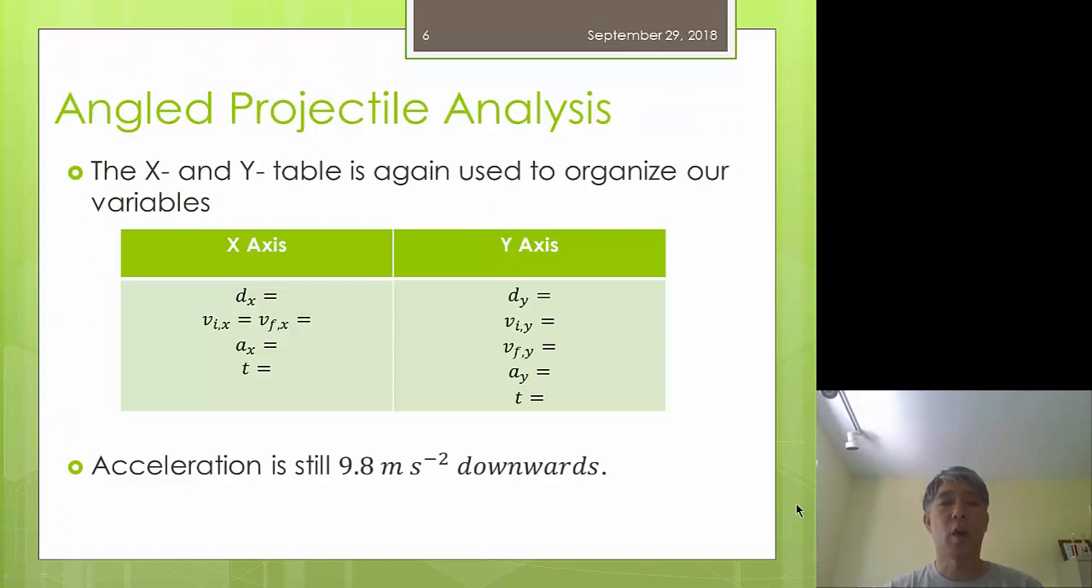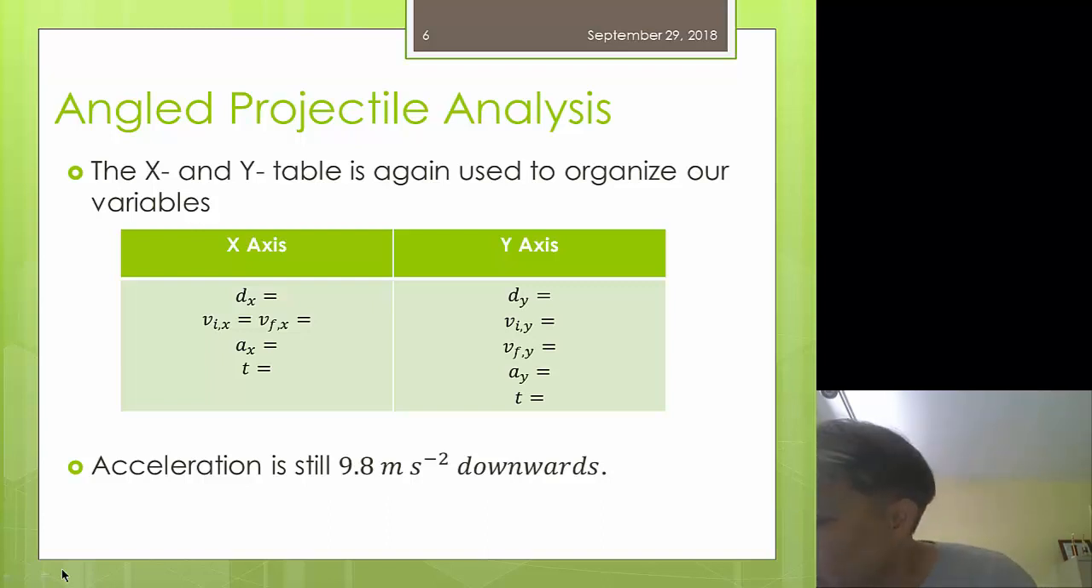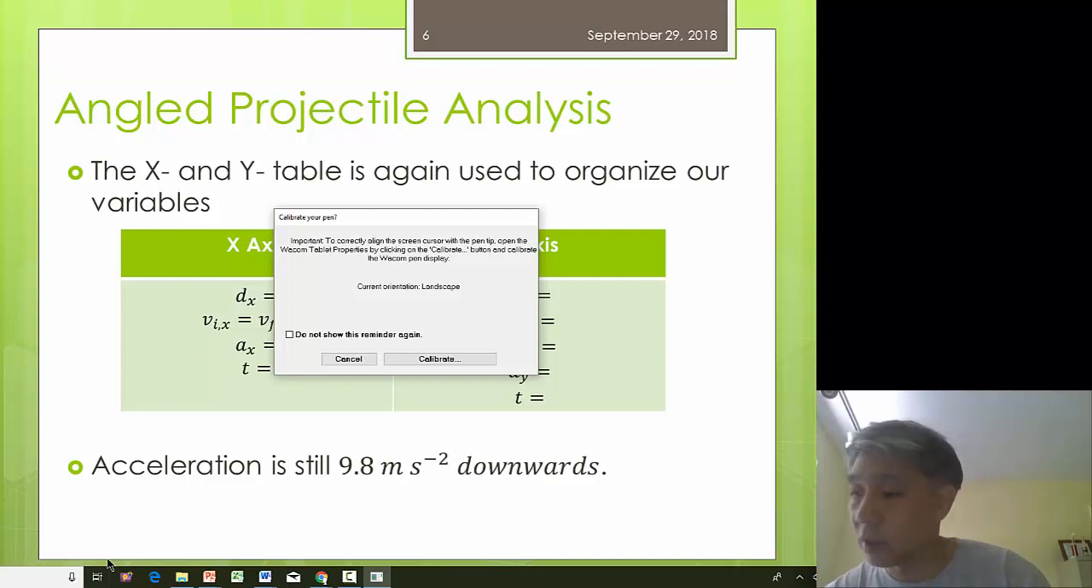And so here's our x and y table again. Okay, the same 4 variables because v and i, the initial velocity and final velocity are duplicated. And the same 5 variables on the y-axis. Okay, my acceleration, it's still a projectile, it's still on Earth. Still going to be 9.8 meters per second squared downwards. So I know what my acceleration in the x direction is. I know what my acceleration in the y direction is. Okay, I can go ahead and fill those values in.